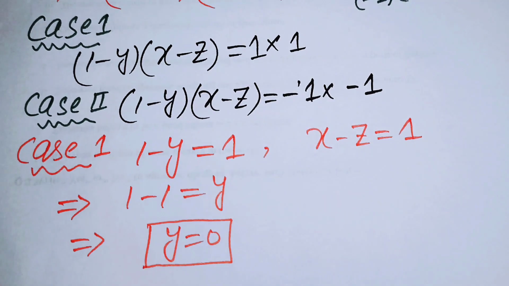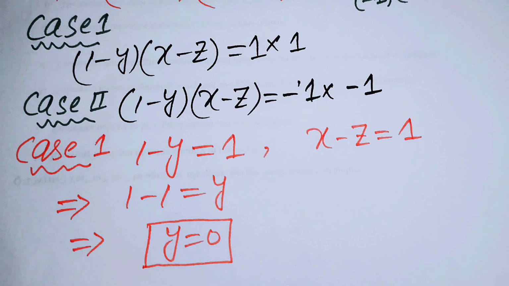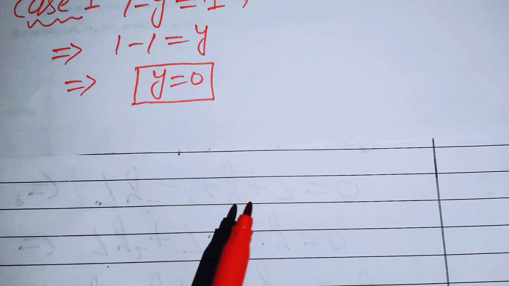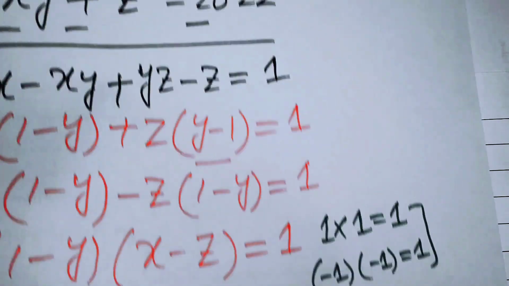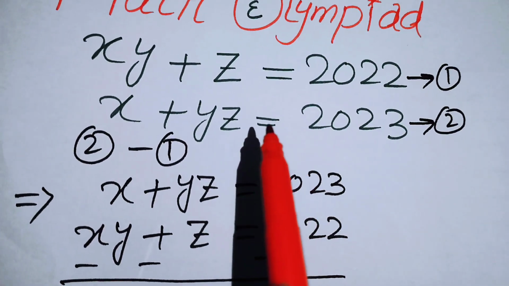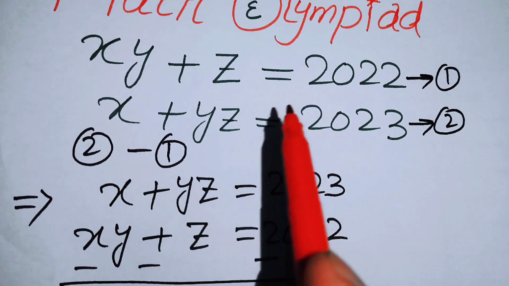Because in this question we need to find the values of x, y and z, and this is our first value of y, and here I can use this value to find the values of x and z. So now I can put the value of y is equal to 0 in equation number 1 or equation number 2. You can put this value of y in equation number 1 and 2.